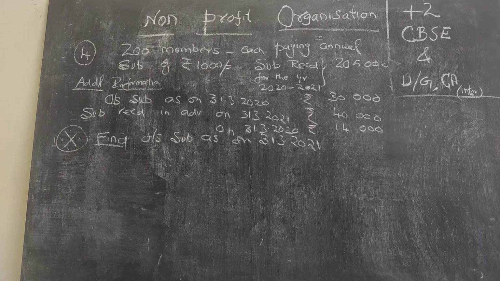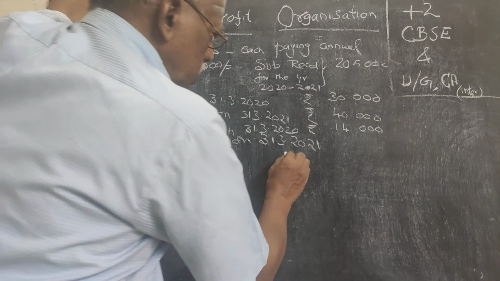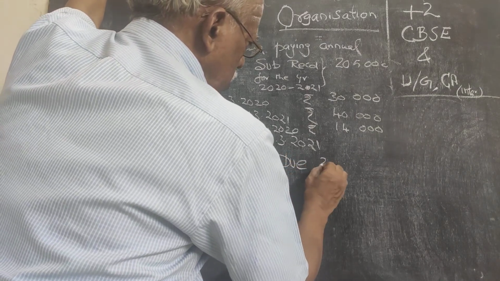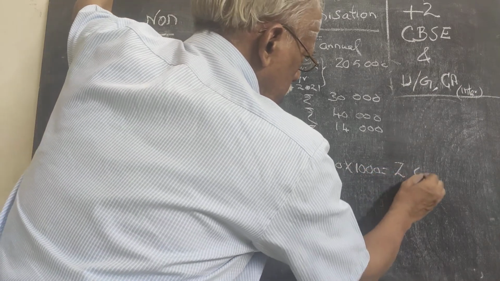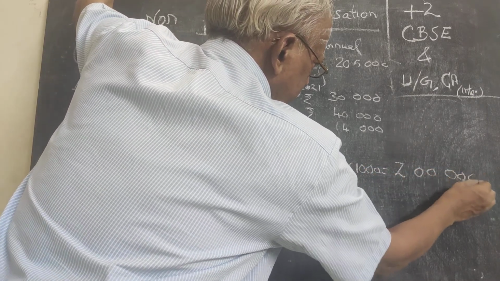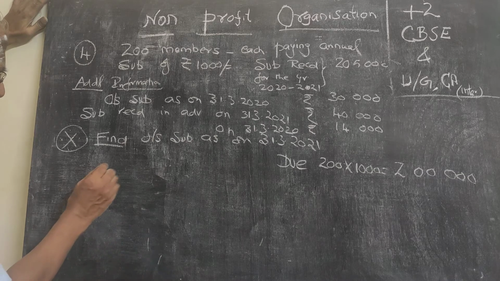Subscription due for this year we can easily calculate, because there are 200 members and each has to pay 1,000. Therefore, the total amount due is 200 into 1,000, so 2 lakhs. Of that, how much amount we have received, you have to find out. We have received 2 lakhs 5,000. That doesn't mean that that is the subscription due for this year and received. So now we will work out that part.